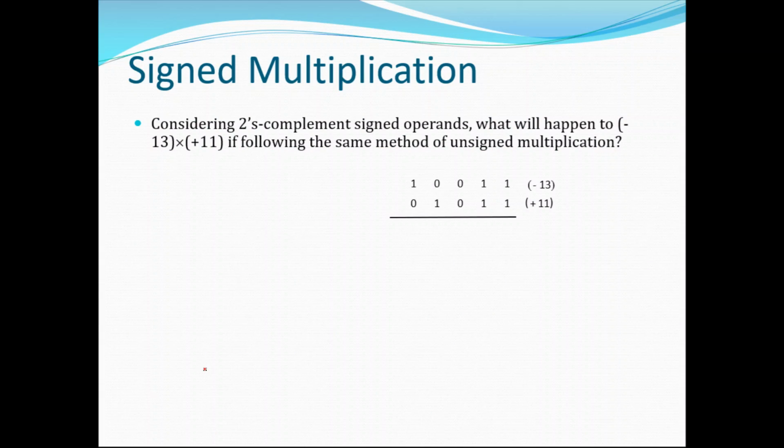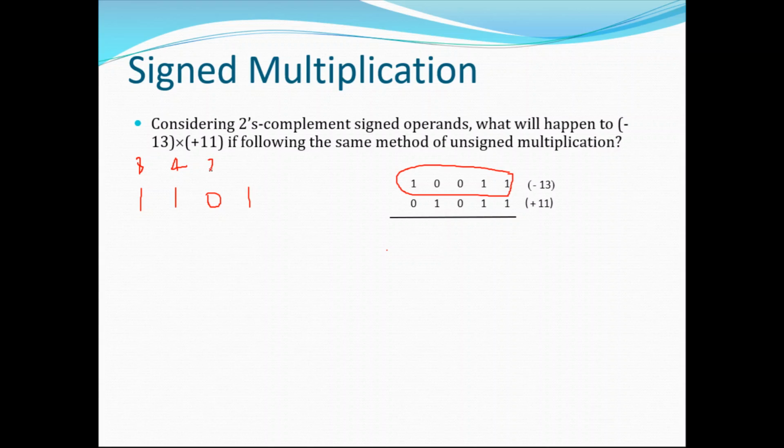Let us take these two numbers, minus 13 and plus 11, and see how they get multiplied. Whenever you want to represent a negative number, it should be represented in 2's complement form. So this is actually the 2's complement representation of 13. How will you represent binary 13? Binary 13 is represented as 1101. This is the 8421 code for binary 13.